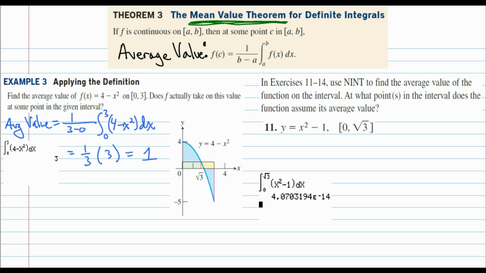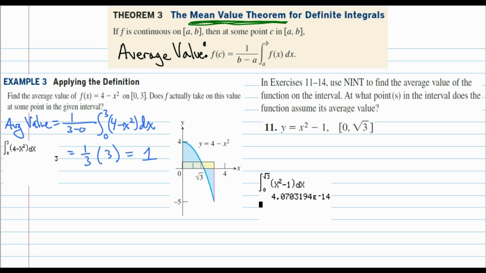So then the question is, does f actually take on this value at some point in the given interval? Well, yeah, you can kind of see that it does right there. The square root of 3 actually gives that value because the square root of 3 squared is 3, 4 minus 3 is 1. But really, this satisfies the mean value theorem.